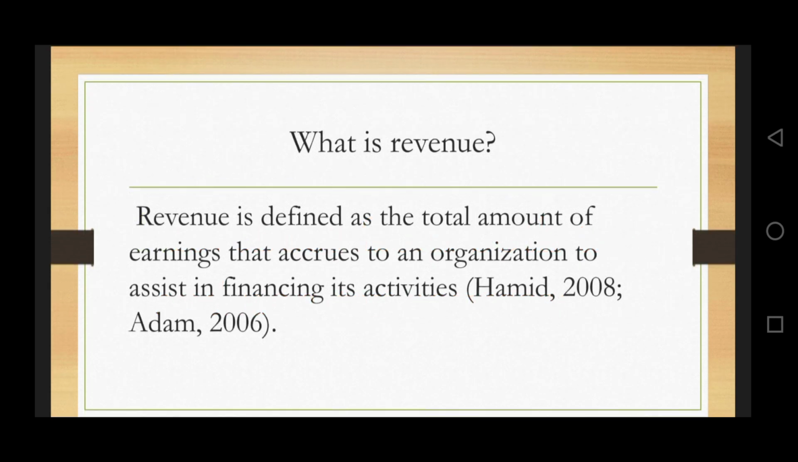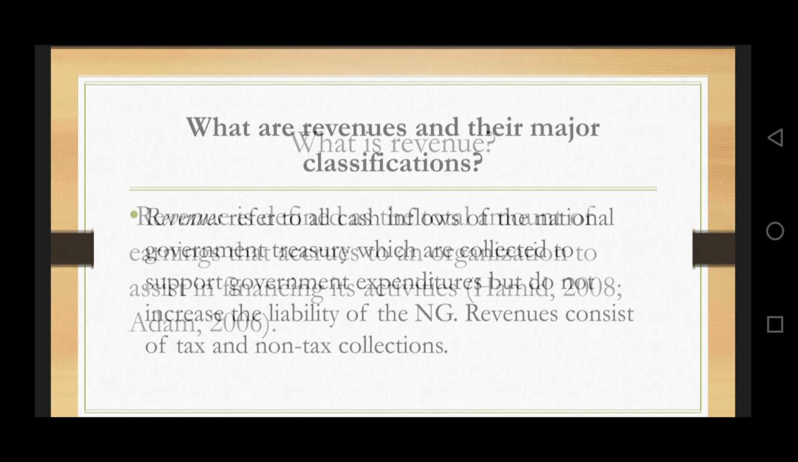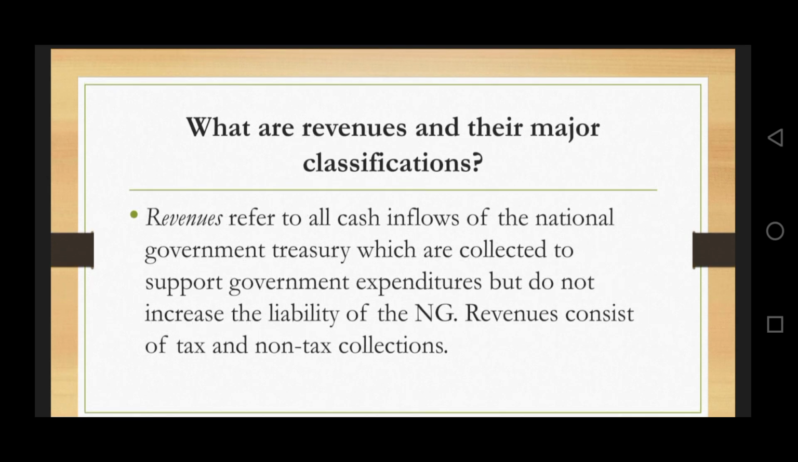We will discuss first the definition of the word revenue. Revenue is defined as the total amount of earnings that accrues to an organization to assist in financing its activities. What then are the major classifications of revenues? Revenues refer to all cash inflows to the national government treasury which are collected to support expenditures but do not increase the liability of the national government. Revenues consist of tax and non-tax collections.